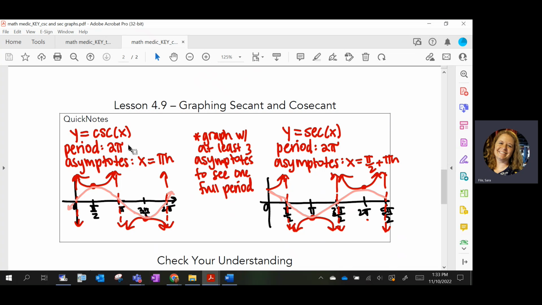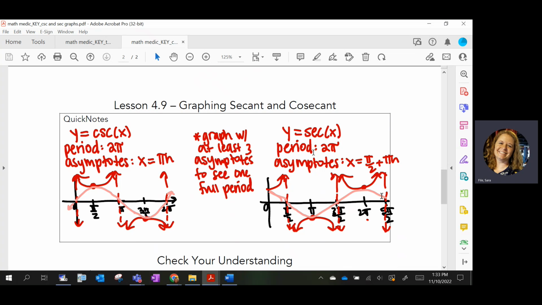We want to have the cosecant and the secant parent functions listed, and make sure that we know the period of both is 2 pi, and where the asymptotes occur. So the asymptotes for cosecant occur at every multiple of pi. So it's x equals, because it's a vertical. So at x equals 0 pi, x equals 1 pi, x equals 2 pi, okay, and so on and so forth.